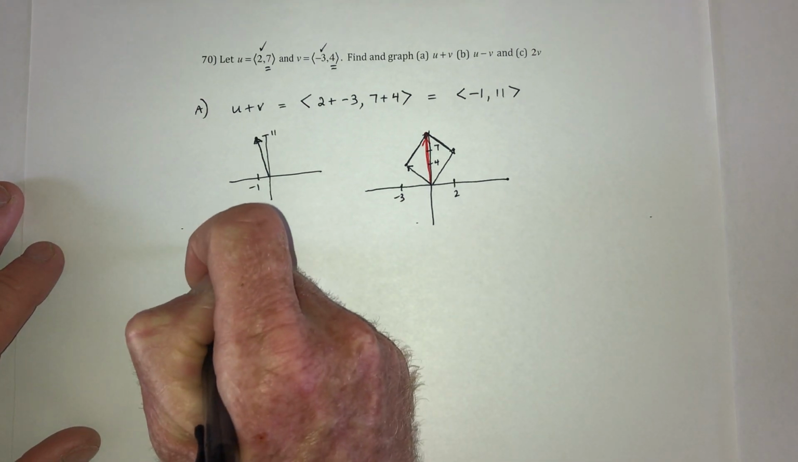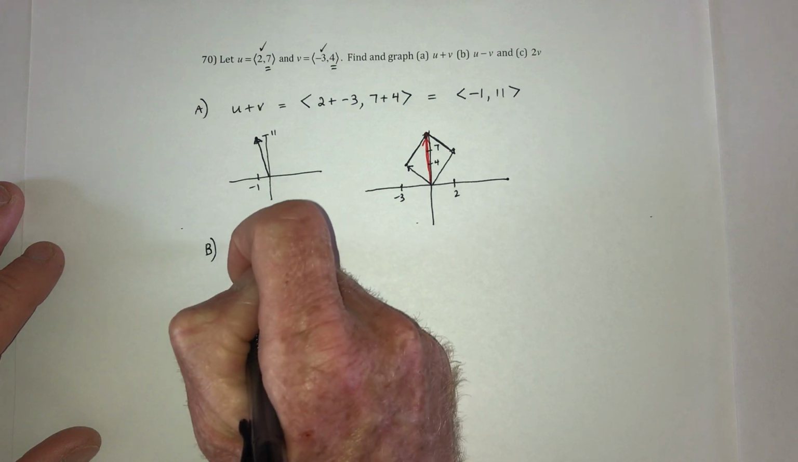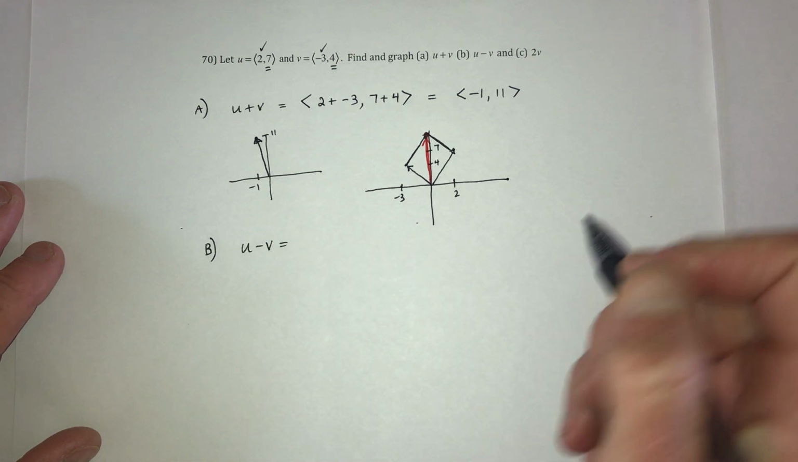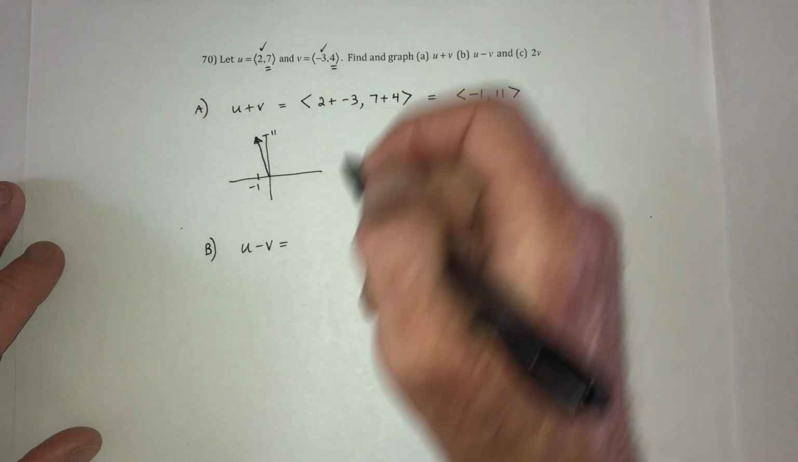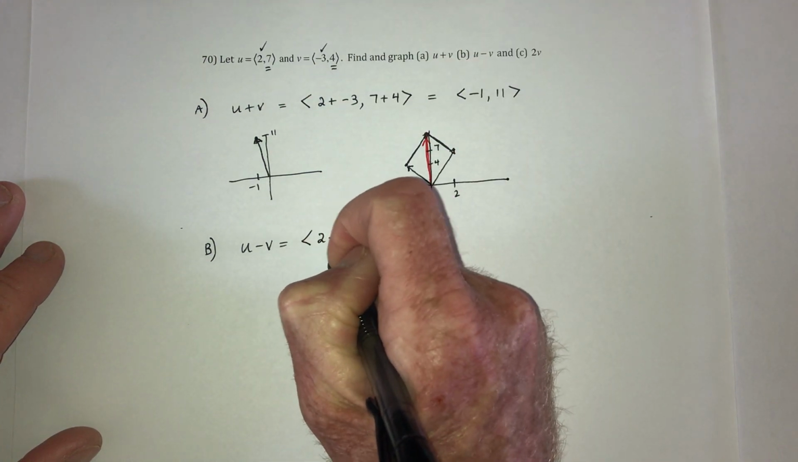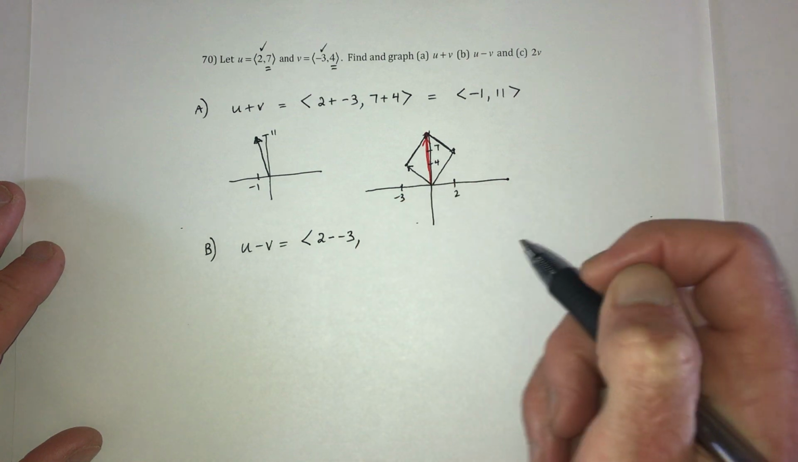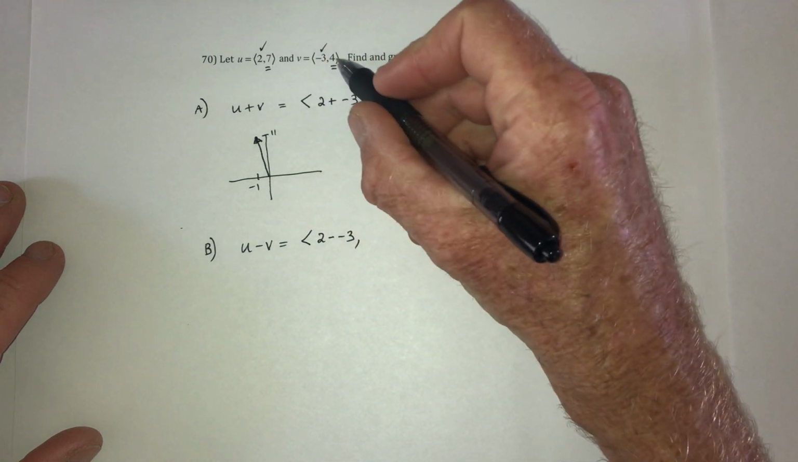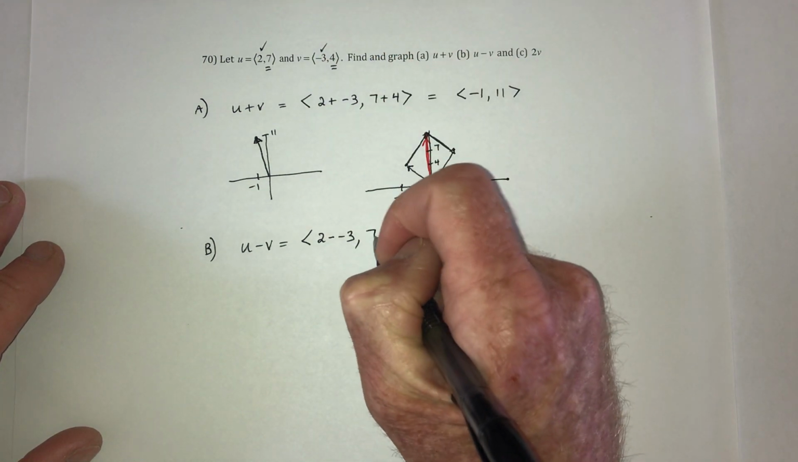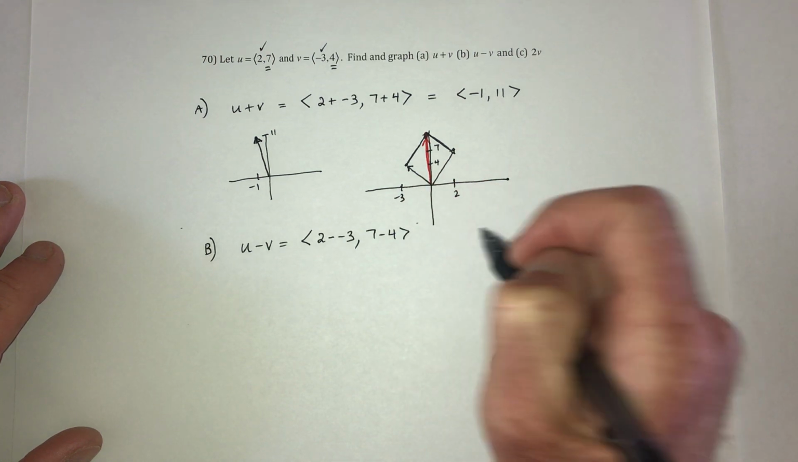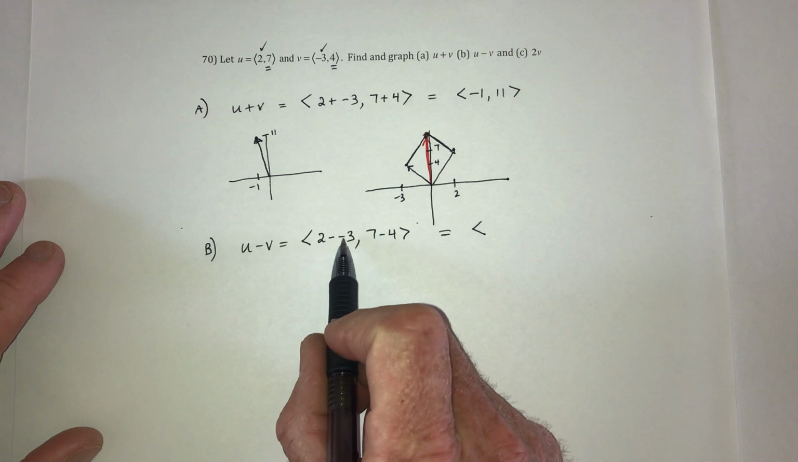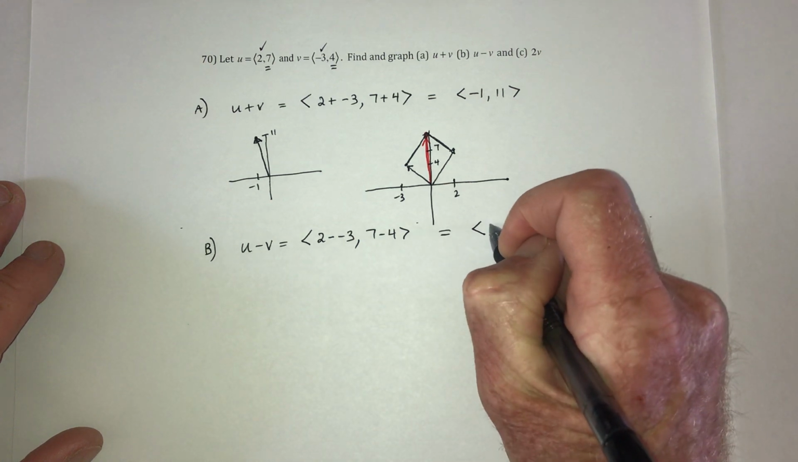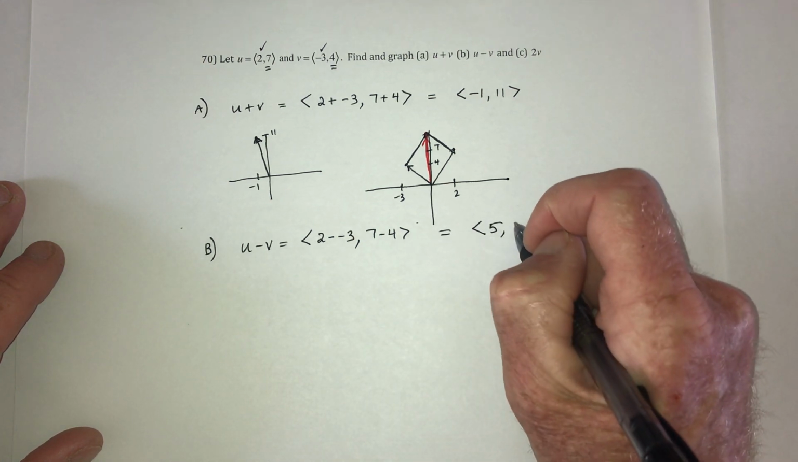Then what about U minus V? So U minus V. So then you would just take the x minus the x. So 2 minus a negative 3. And then the y minus the y. So 7 minus 4. And then this would become a positive, so that's 5. And 7 minus 4 is 3.